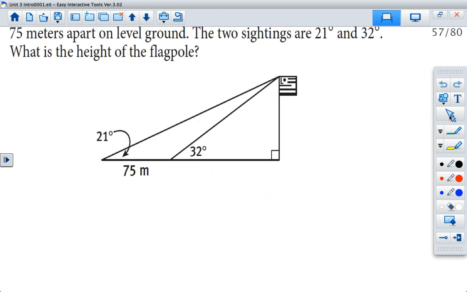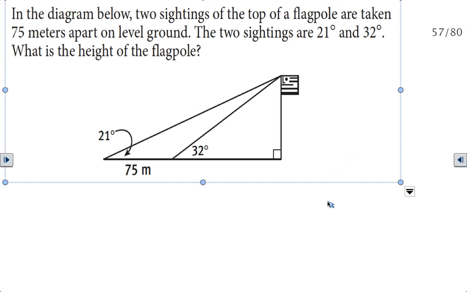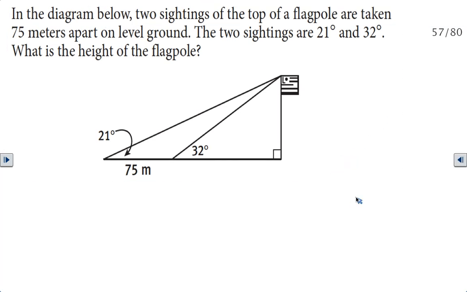Now this one's a little bit harder. So we have a diagram below. You have two sightings of the top of a flagpole, and they're taken 75 meters apart on ground level. The two sightings are 21 degrees, so this angle here is 21 degrees, and this angle here is 32 degrees. What is the height of the flagpole? And then the distance here is 75, and we are looking for this measurement here. Okay, notice that this triangle here is a right triangle, but this one is not a right triangle.